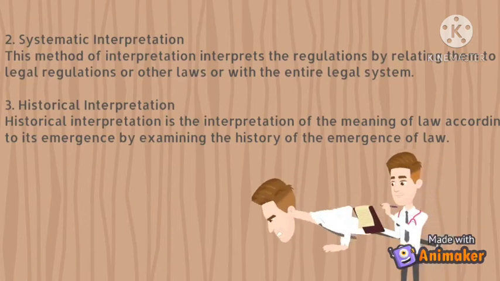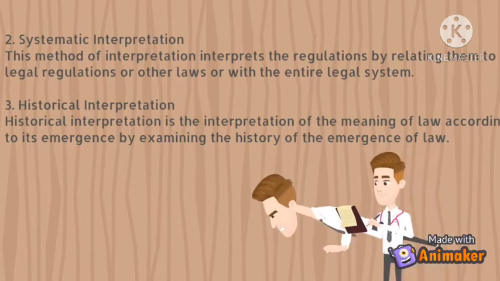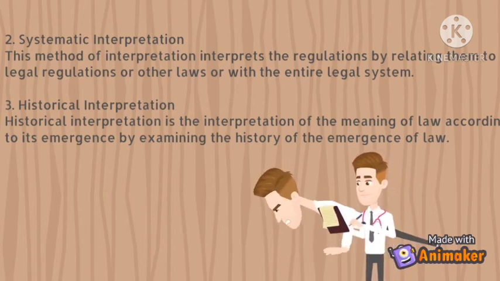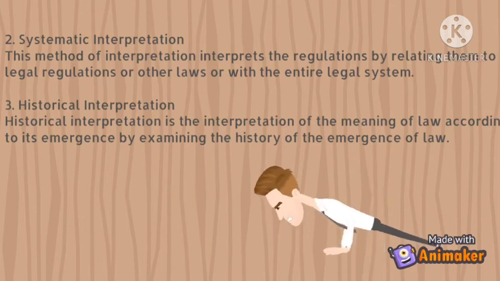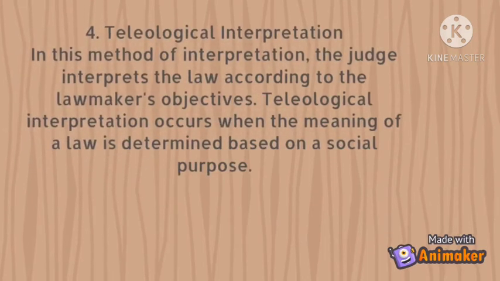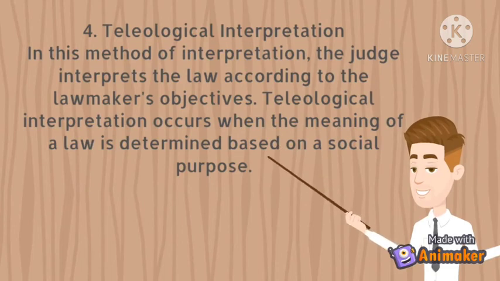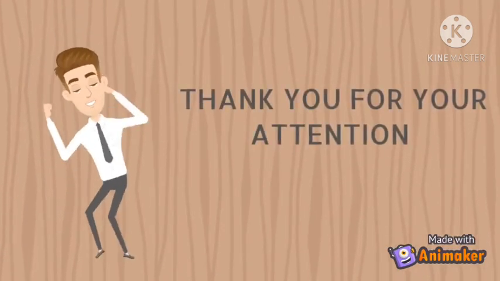Third, historical interpretation. Historical interpretation is the interpretation of the meaning of law according to its emergence by examining the history of the emergence of law. Fourth, analogical interpretation. This method of interpretation just interprets the law according to the lawmaker's objective. Analogical interpretation occurs when the meaning of the law is determined based on a social purpose.